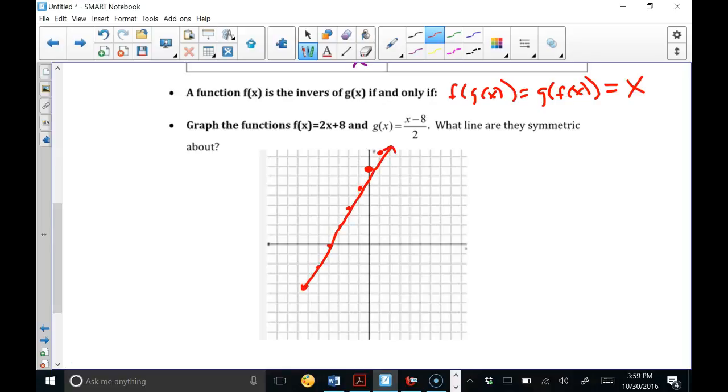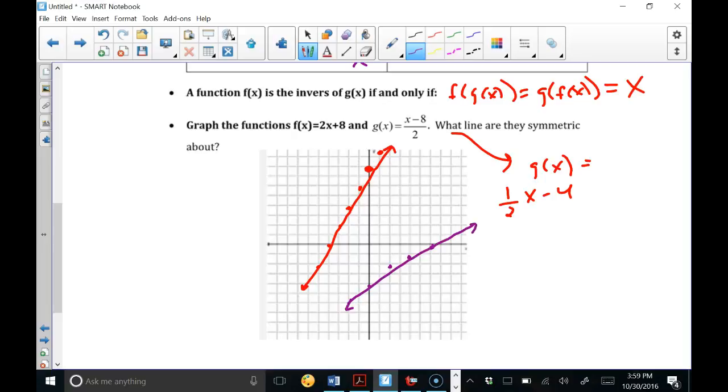That's the first line. And then if I want to do x minus 8 over 2, that's really the same as 1/2 x minus 4. And that's what g of x would equal. So we're going to start with the y-intercept of -4, 1, 2, 3, 4. And we're going to use our slope, up 1 over 2, up 1 over 2, up 1 over 2. And this would be our other function.